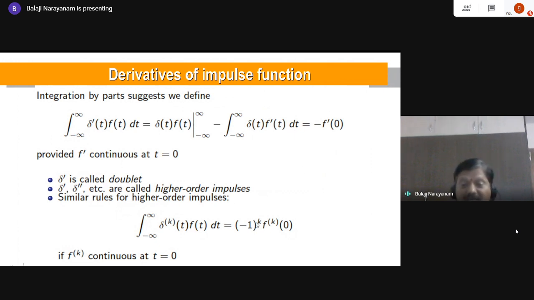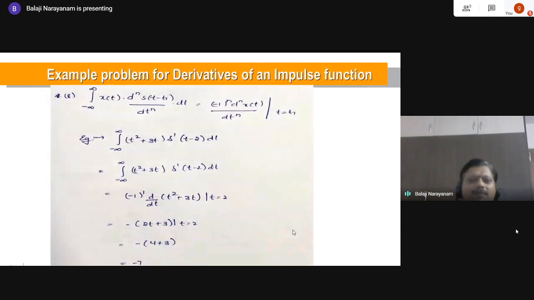We are here deriving for the nth derivative. So for the nth derivative, in that case minus 1 whole power n f superscript n of 0. Now in this particular equation we have shown the kth derivative, and hence minus 1 whole power k f superscript k of 0. So now you will find the use of this particular derivative of impulse function in solving the problems such as like this.